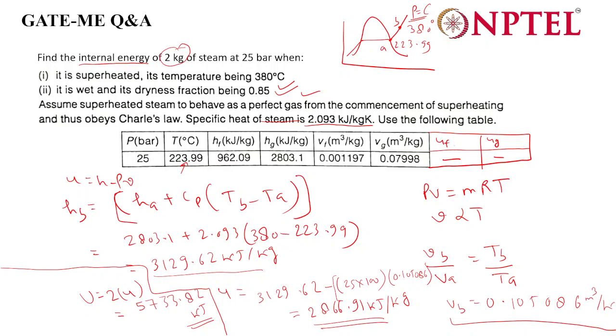Even for the first one we could have done this. After finding UG, we can directly do UG plus CP into (TB minus T), for the superheated one. You are telling this for the first problem?